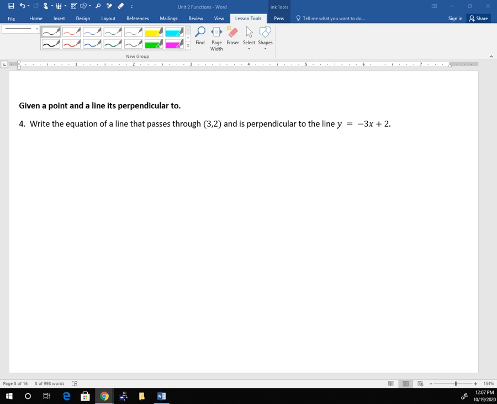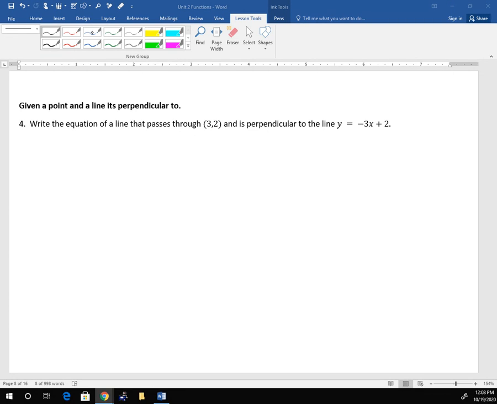Okay, let's write another equation of a linear line, or a linear equation in y equals mx plus b, when we're given a point on the line and something that it's perpendicular to. It seems like it should be harder than it really is on this one, but we want to find the equation here.